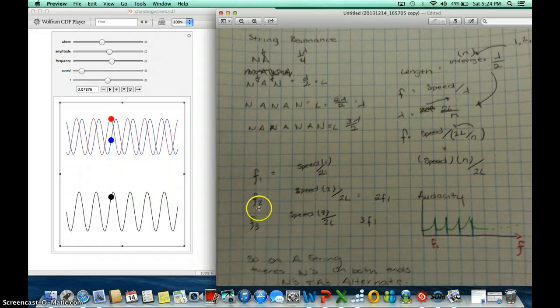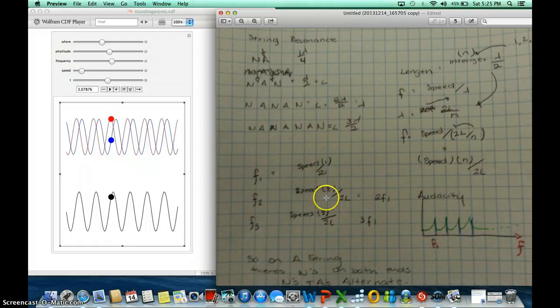And then the second frequency is speed times 2 divided by 2L, which is basically 2 times the first frequency. Here we have F3, speed times 3 divided by 2L, which is the same as saying 3 times the first frequency. Here we have a plot of the spectrum from Audacity.